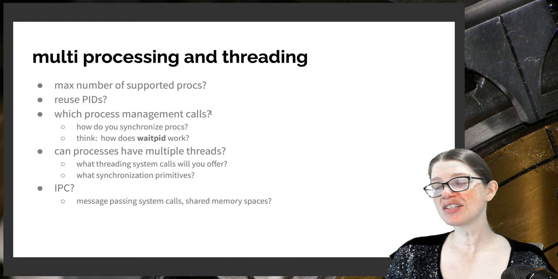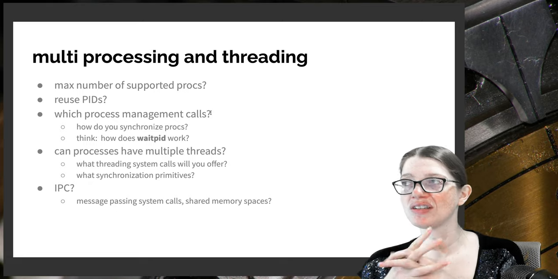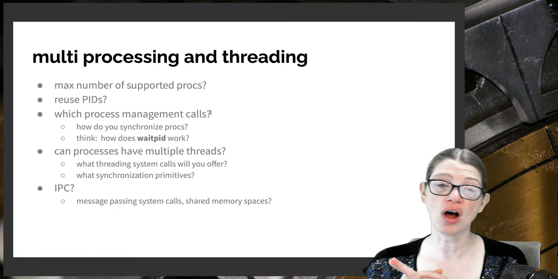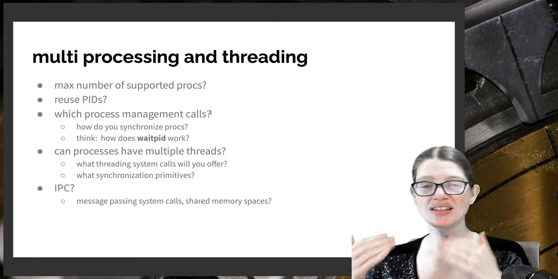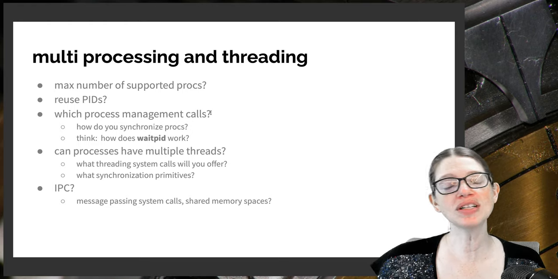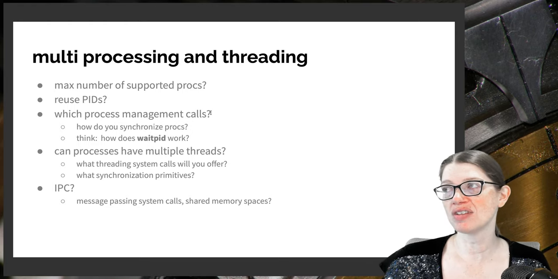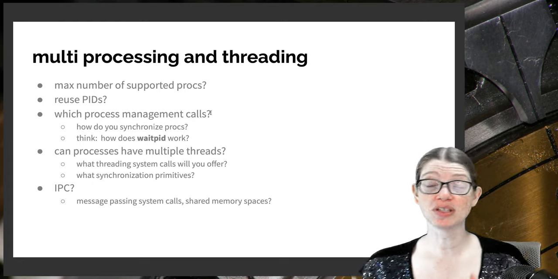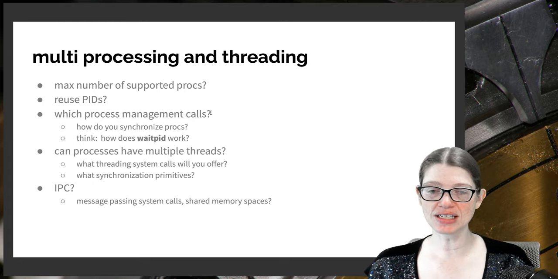Then you have to ask yourself, so those are some very low level decisions, like what abstractions, is this monolithic or micro, and is this real time or not? Then kind of above that, once we've made those decisions, we can start asking ourselves, are we going to support multiprocessing and multithreading or not? And if we are going to support multiprocessing, how are we going to support that?